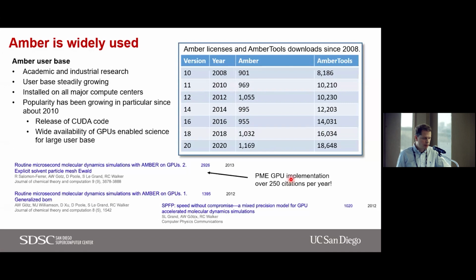And it's actually very widely used. We have a big user base in academic and industrial research, a steadily growing user base, installed in all major compute centers. It's often used also as one of the codes for acceptance tests. In particular, it has been growing in popularity with the release of the CUDA code that came out in about 2010. So it's been a long time that we had the CUDA code. And if you look at the citation numbers, we're getting about 250 or more citations per year. So there's a high scientific output beyond what is done in industrial research.